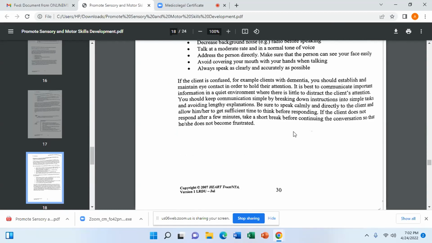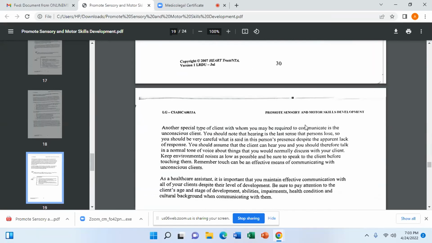If the patient is confused, for example, if the patient has dementia, you should establish and maintain eye contact. I already did videos to show how to handle somebody that has dementia, right? And you should keep communication simple by breaking down the instructions, because they have dementia, so you have to give them one-step commands. You can't give them complicated stuff to do.